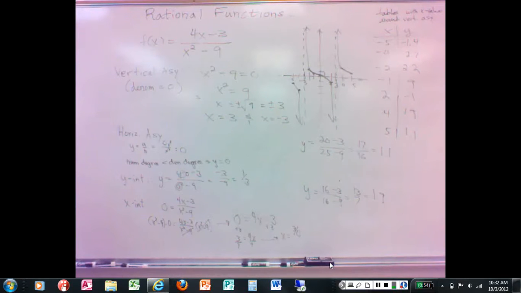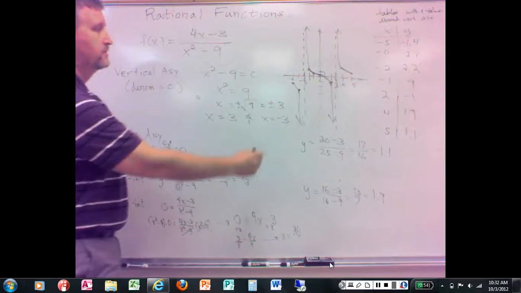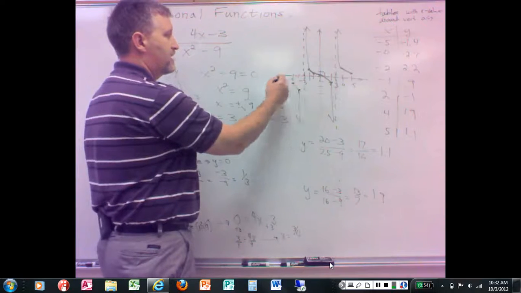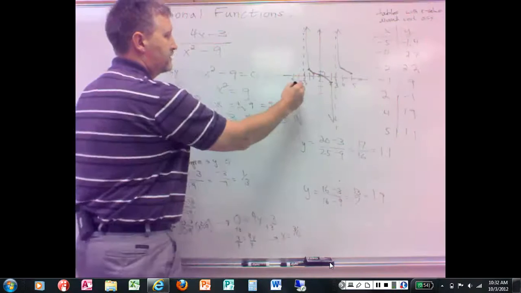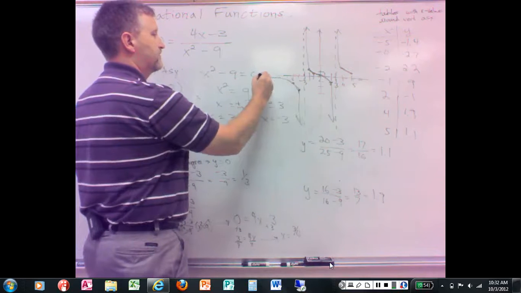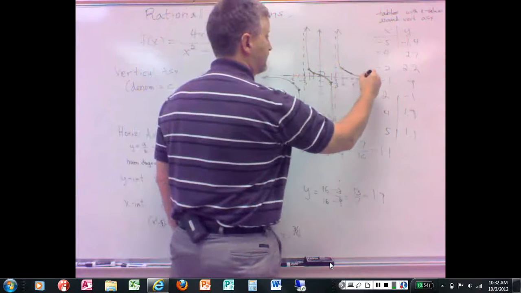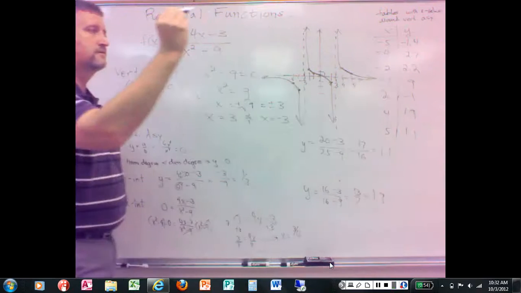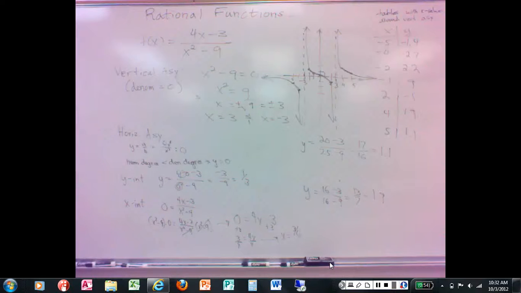Which just leaves me the ends. Well, the ends, we know it levels off at the horizontal asymptote, which is 0. So these points seem to indicate it levels off like that. This point out here seems to indicate like that. With me on that?